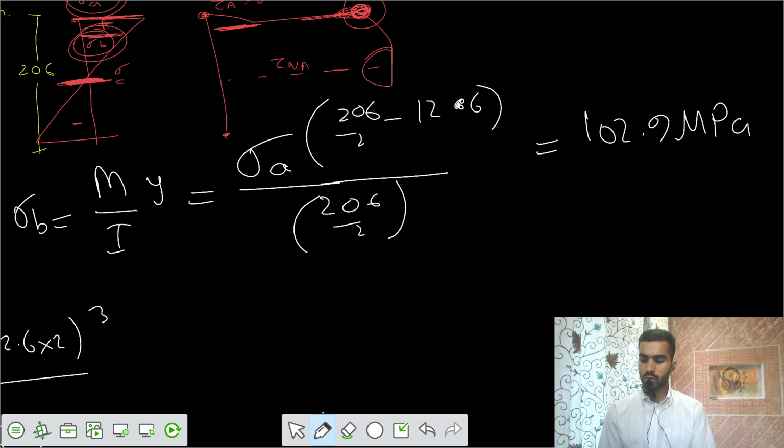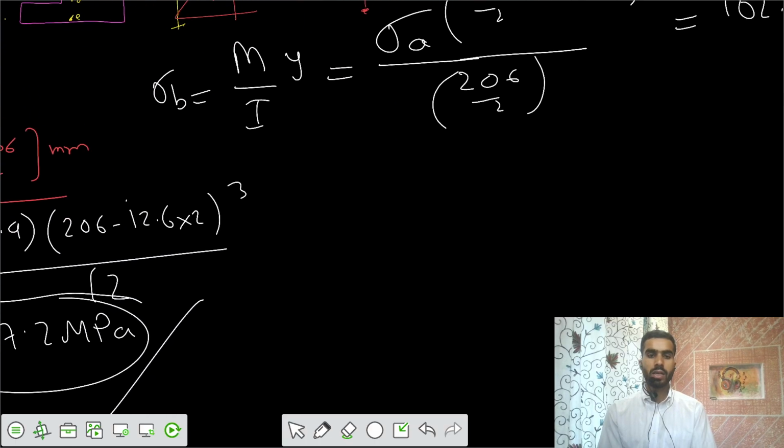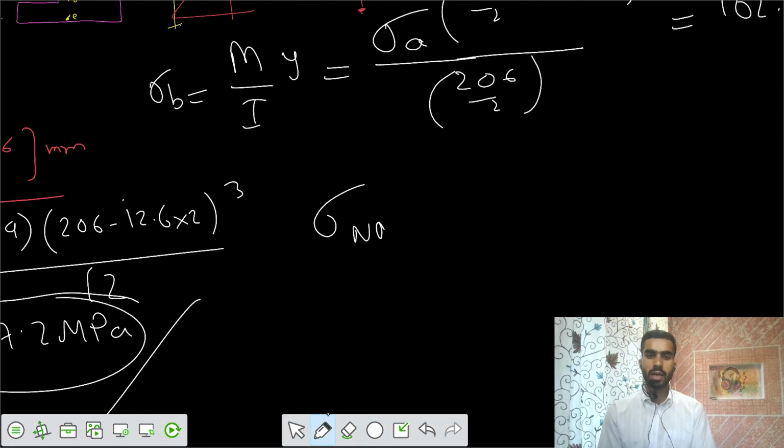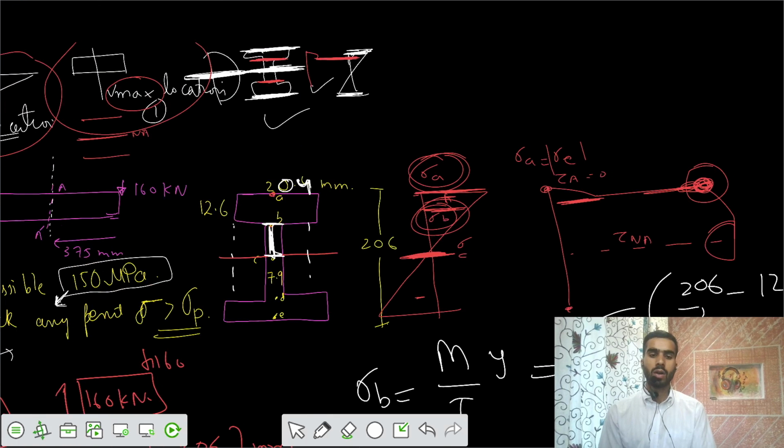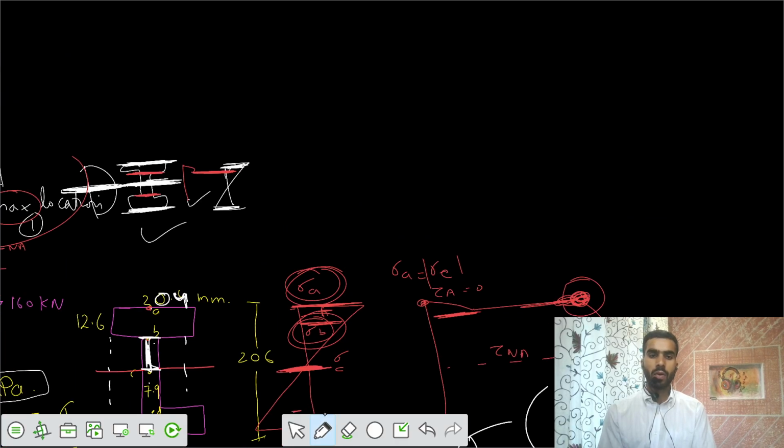Now I would say, what is the stress at the neutral axis? Sigma neutral axis, that is 0. So we got the three different conditions, sigma A, sigma B, sigma C. Now I would say, what is the tau A, tau B, tau C? Tau at A equals 0 because there is no area above that point. So tau A equals 0.